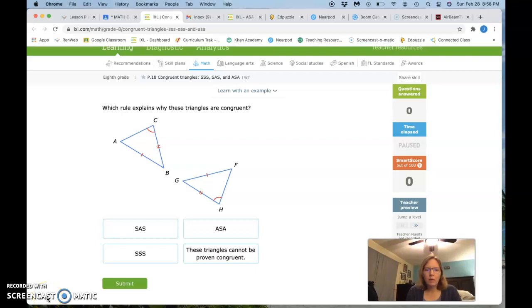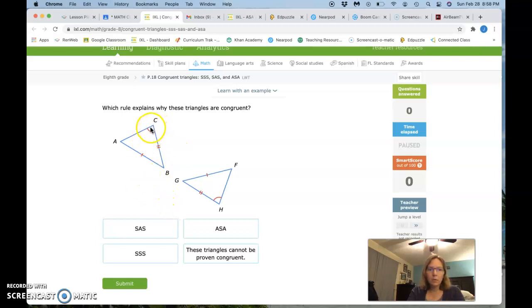Okay, I just want to take a quick video and show you today's IXL. What you're doing is trying to prove that these triangles are congruent and tell which postulate you're using to prove it. You're going to look at the things that are marked, in the order that they're marked, and see what it makes. If it makes one of these postulates, then you click that one.